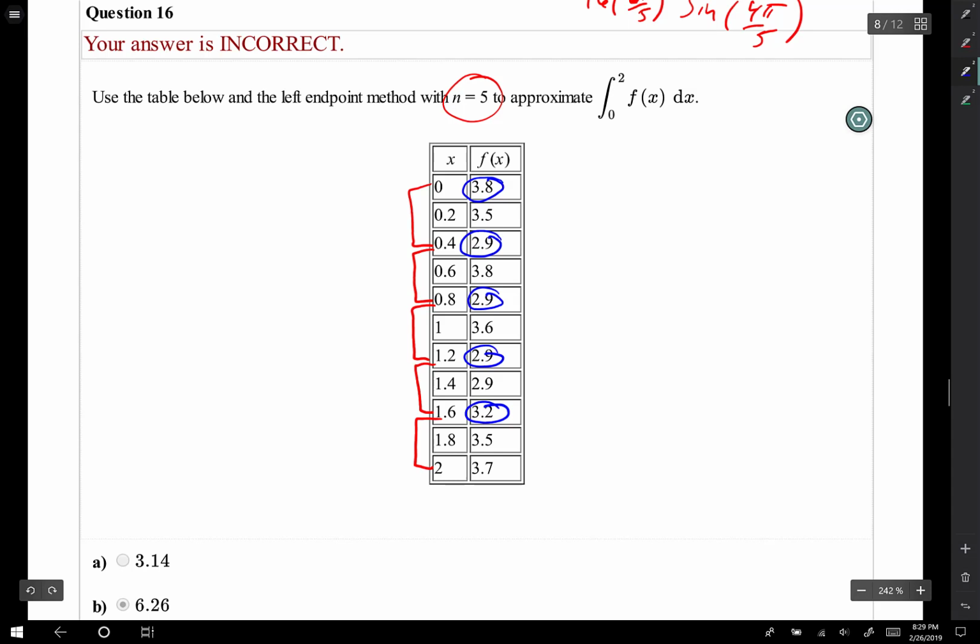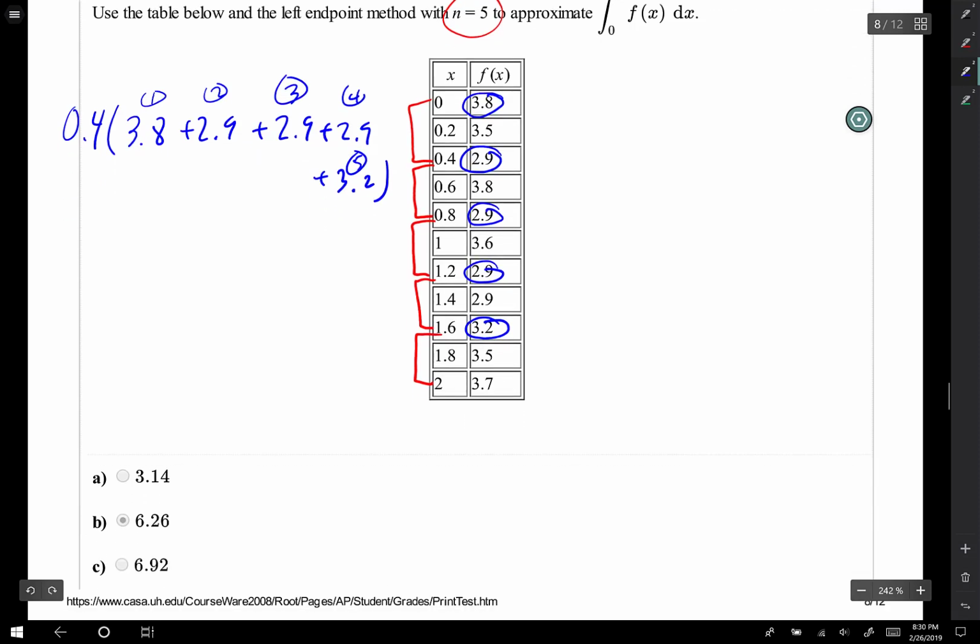So there it is, 1, 2, 3, 4, 5. So each width is 0.4, right? So I just go 0.4, and then I just write 3.8. It's width times height, width times height, but I'm just going to factor the 0.4 out, guys. 3.8 plus 2.9 plus 2.9 plus 2.9 plus 3.2. And whatever that is. I got them all. Let's go ahead and proceed to the next one.